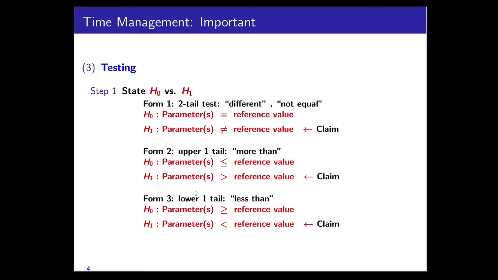If the keyword is less than or below, then we have a lower one-tailed test. In this case, the set of hypotheses will be H1: parameter or parameters less than a certain given value or reference value, versus H0: parameter is greater than or equal to a certain given value or reference value. Again, the claim is on H1.